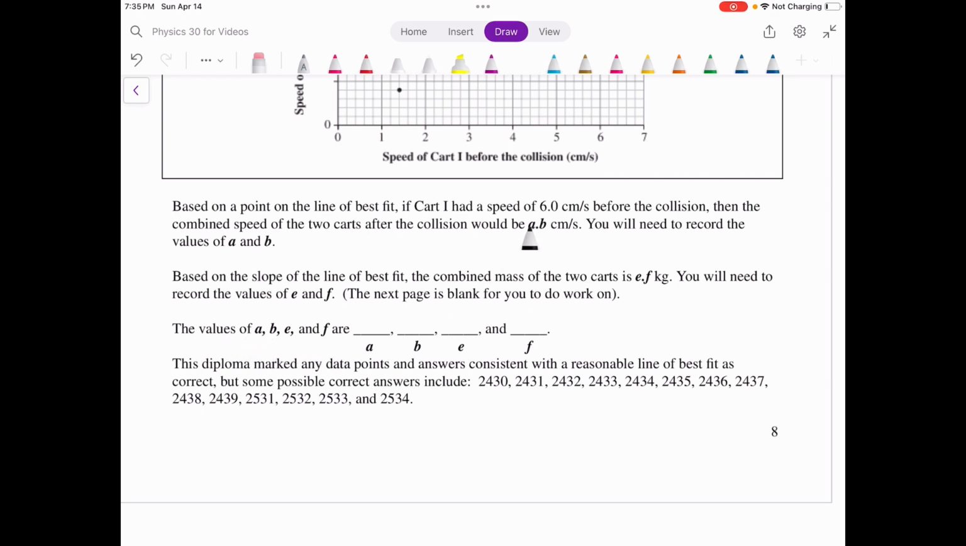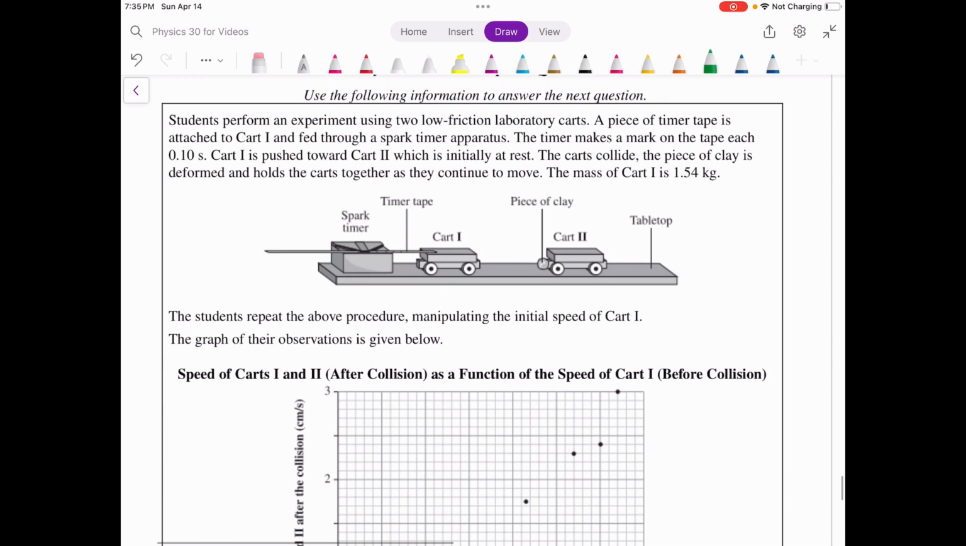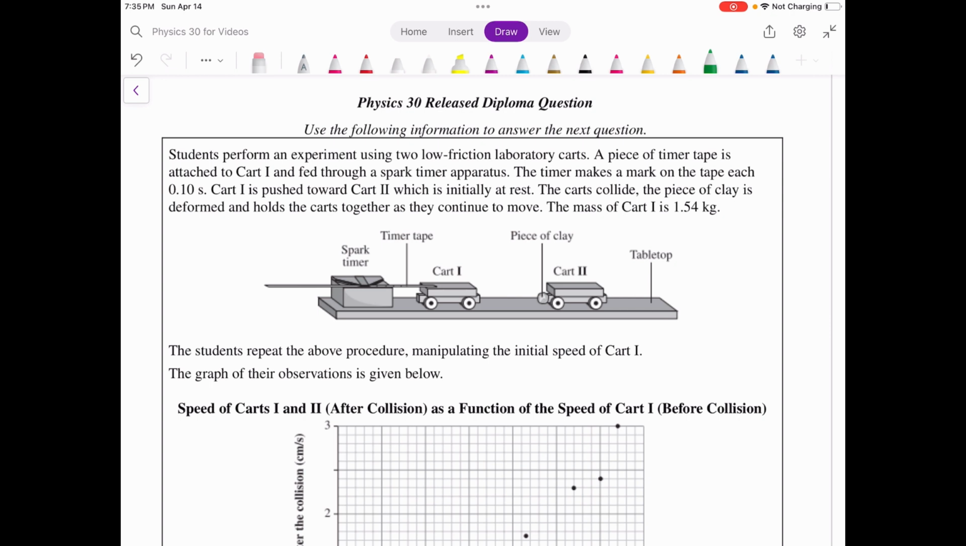So we're looking for their speed once combined, and then we're also going to be using graphical analysis to find the combined mass of 2 carts. So sounds like we're talking about 2 carts colliding. Sounds like a good conservation of momentum situation. So let's just read here. Students perform an experiment using 2 low-friction laboratory carts. So low friction telling us it's close enough to an isolated system. There's not enough friction to noticeably change the total momentum in the system.